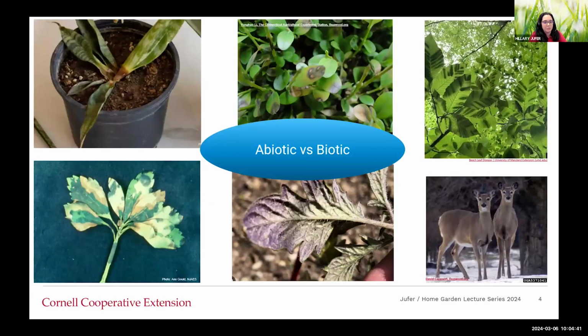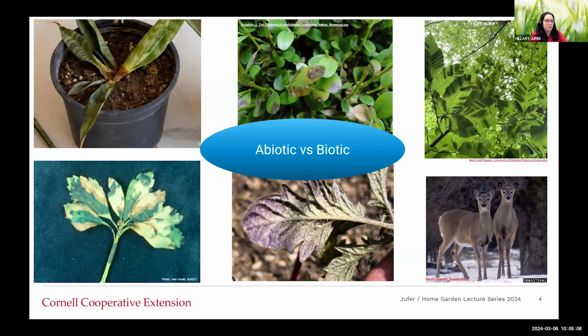So the first thing we're going to do is get a good definition of abiotic and biotic. So this is the damage that's caused by these factors. It can be caused by something that's living or something that's non-living. And while they're vastly different at what causes them, they can look very similar. So even with looking at it, an accurate diagnosis might be difficult.